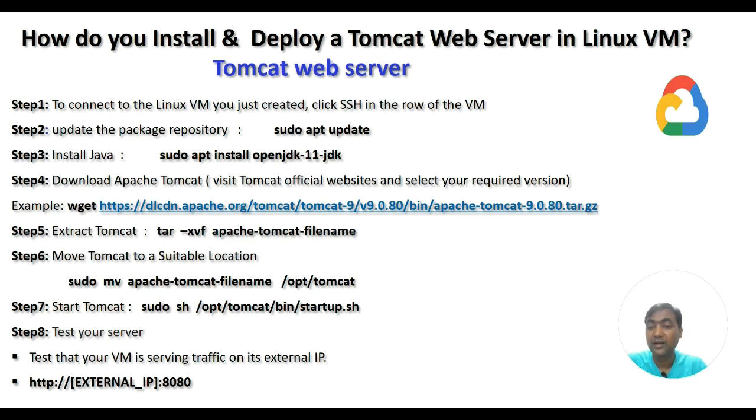Then move the Tomcat extracted file to a suitable location as per your requirement. As you can see here, I moved the Tomcat extracted file to the /opt/tomcat folder location. I'll show you in the lab. Then start the Apache Tomcat web server using the Linux command sudo sh /opt/tomcat/bin/startup.sh. This is the startup.sh file location path. I'll show you in the lab.